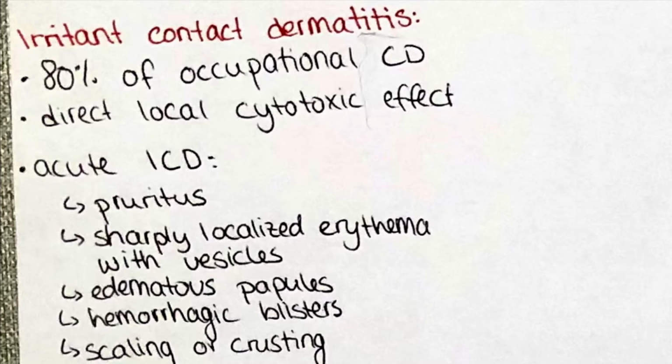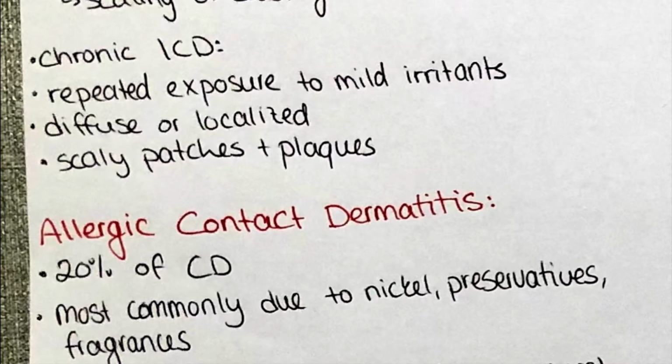In the acute irritant contact dermatitis, the skin reaction presents as a sharply localized erythema with vesicles and edematous papules or hemorrhagic blisters. Often the skin also presents with scaling or crusting, and the patients experience excessive itching, also called pruritus. The clinical course depends on the degree of sensibilization, penetration, and duration of contact to the irritating substance.